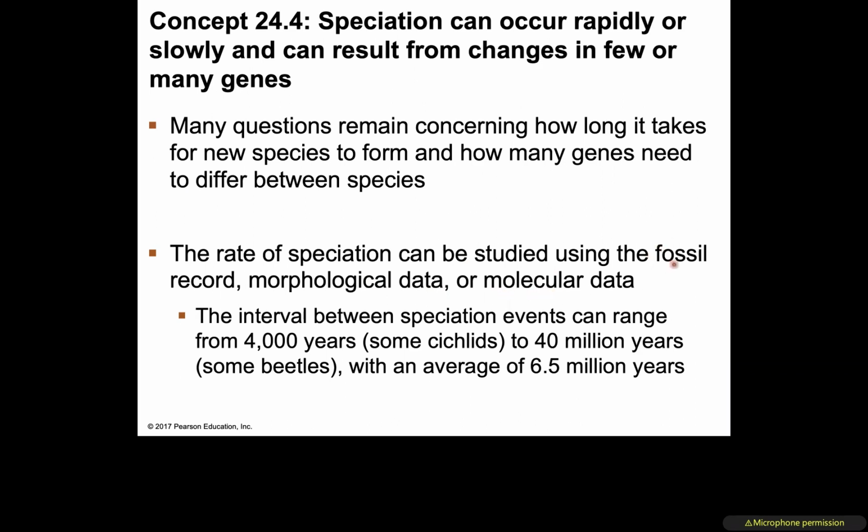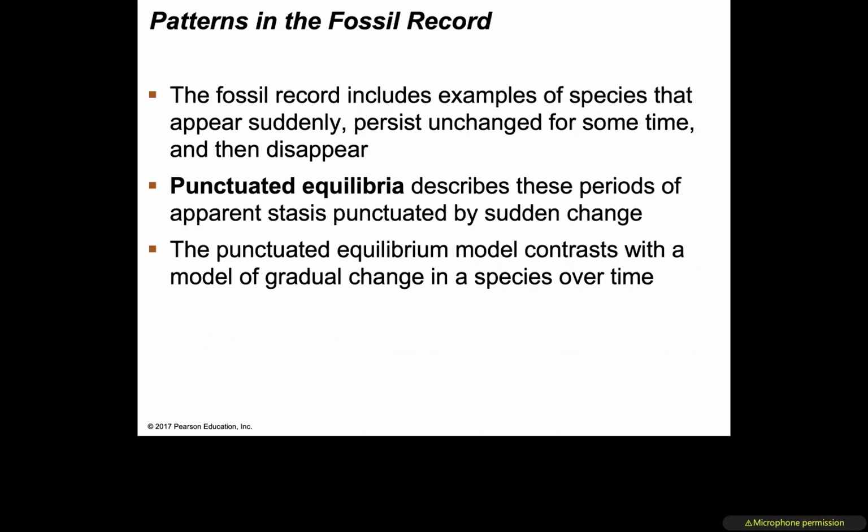When we're using the fossil record, remember I told you before that we're really dealing with organisms higher than the species level. And so the interval between speciation events can range between 4,000 years, between some of those cichlid fish, to 40 million years, like some beetles, with an average of 6.5 million years.